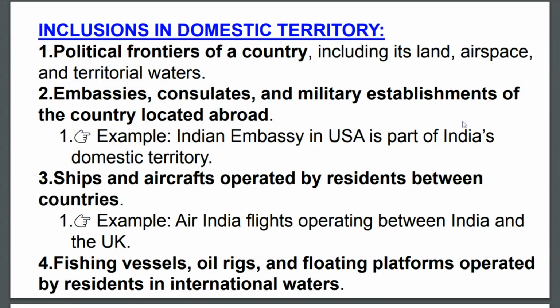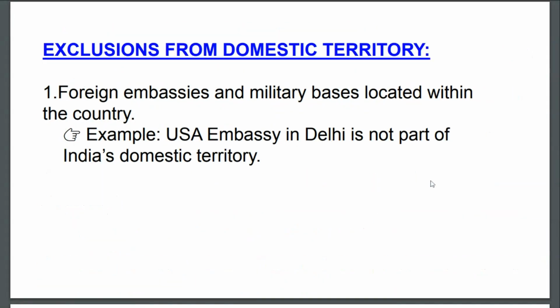We have a very good example. Sri Lanka, they have leased a particular place to China, a place called Hambantota, for 99 years. That is an example of a Chinese domestic territory, but not Sri Lankan domestic territory, right? And some of the exclusions in domestic territory are foreign embassies and military bases located within our country. Say, for example, the USA Embassy in New Delhi is not part of our domestic territory.